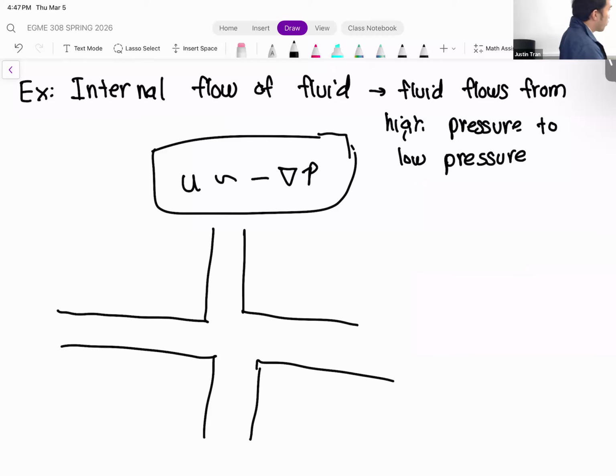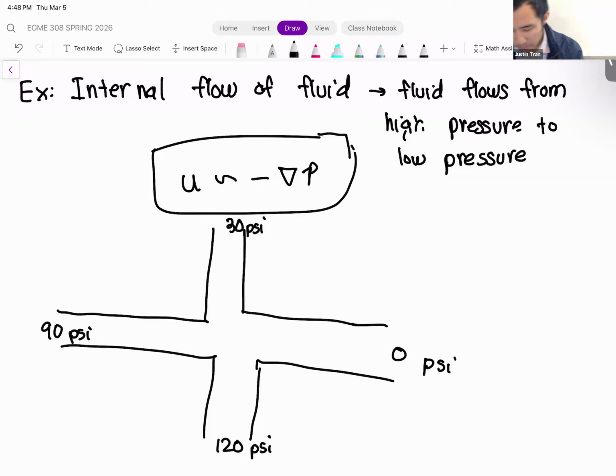And let's say that we have fluid pressure monitors at each endpoint of the junction. So we know the fluid pressure here is, let's say, 90 PSI. Here is going to be 30 PSI. Here, let's say it'll be 120 PSI. And then over here, we'll be at atmospheric pressure, say 0 PSI. And you want to determine which direction the fluid is going to go in this kind of situation.